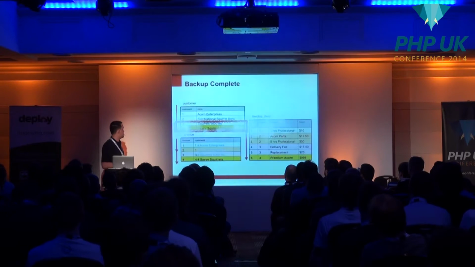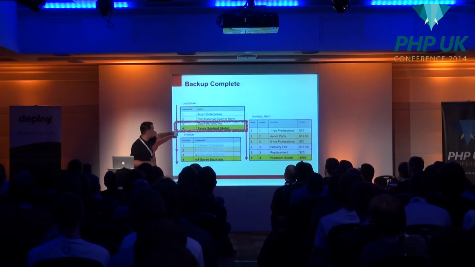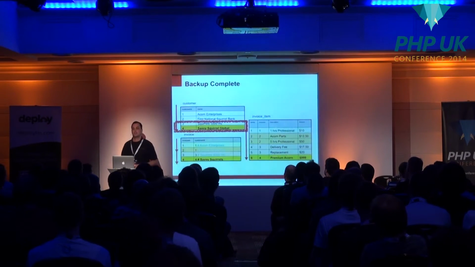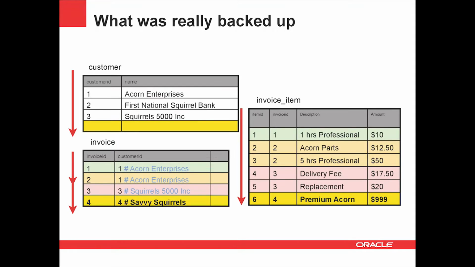What happened was that I read through the customer table. I finished with it. I didn't see customer number 4, and then I started backing up through the invoice table. So if I were to do a restore of this system, what was really backed up was not everything. We were missing this essential row here.